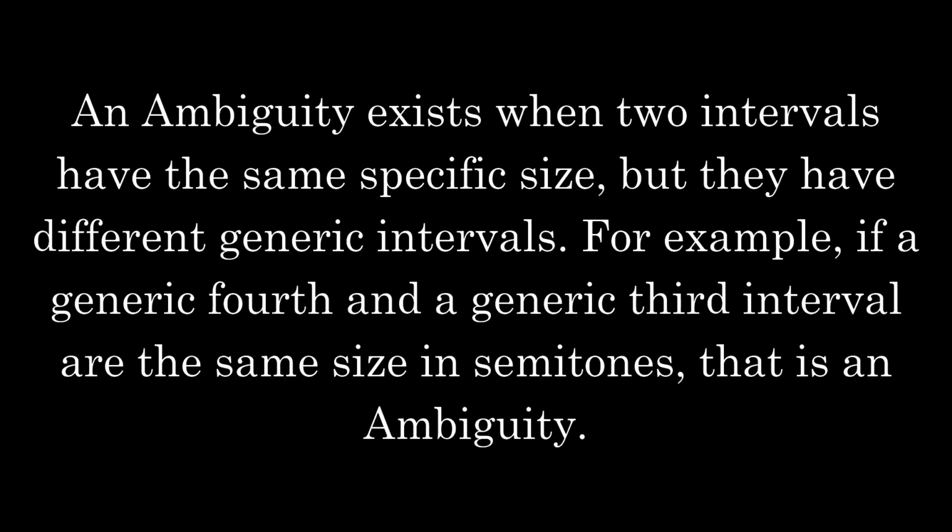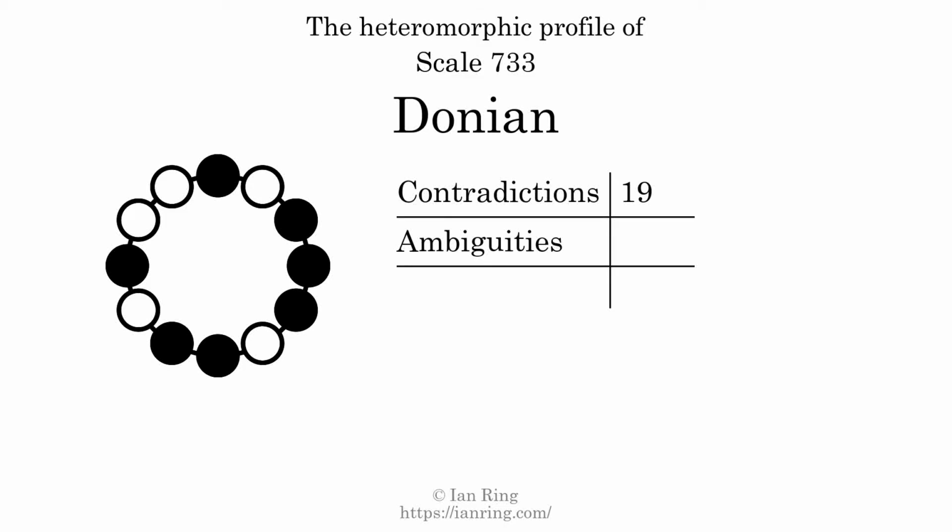An ambiguity exists when two intervals have the same specific size, but they have different generic intervals. For example, if a generic fourth and a generic third interval are the same size in semitones, that is an ambiguity. The number of ambiguities in this scale is 28.